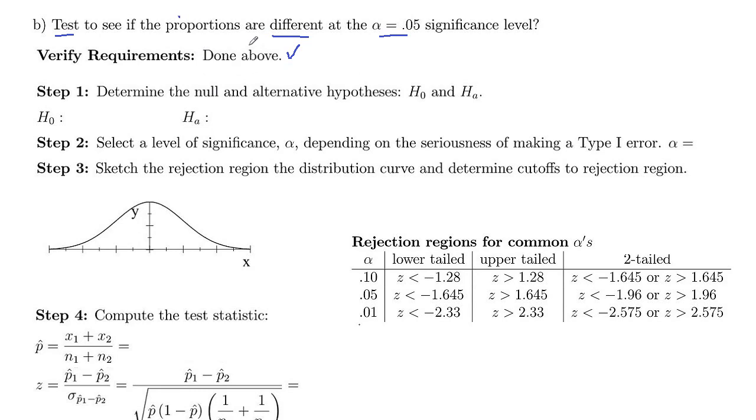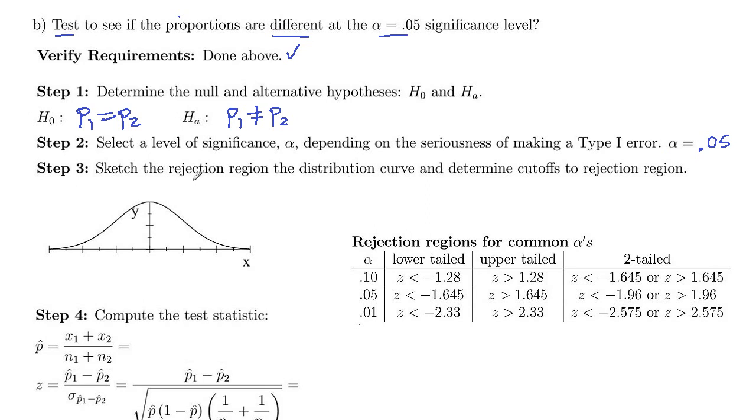So we're just testing difference here. So our alternative would be P1 not equal to P2. And then our null would be P1 equals P2. So either the proportions are the same or they're different. Confidence level, step 2 is selected for us, 0.05.